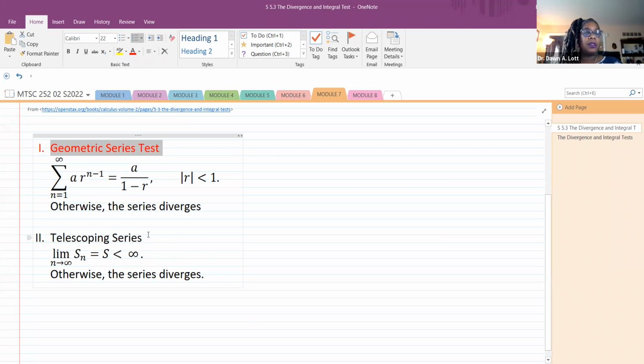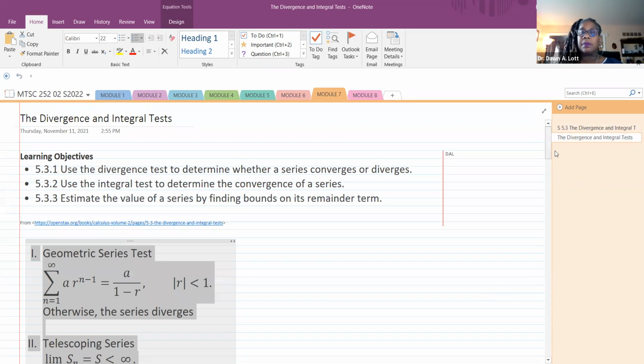And we also learned about the telescoping series last section. That is, we will write it using partial fractions, and then we will take the limit of the nth partial sum. If we get a number that's not infinity, the series converges, otherwise the series diverges. Okay, so those are the only two tests that we have where you can actually find the sum of a series.